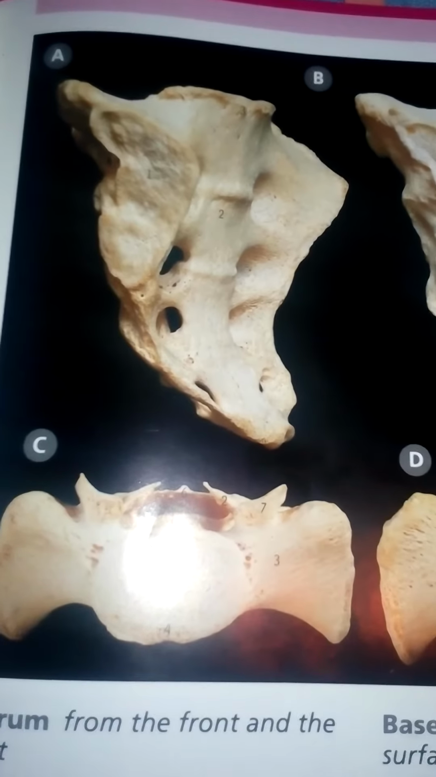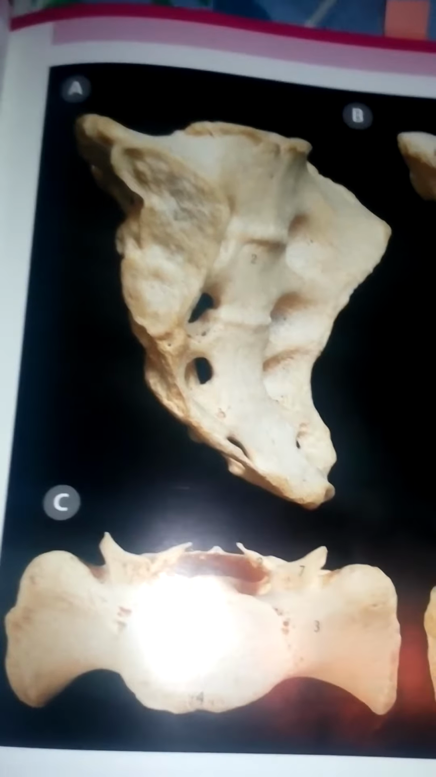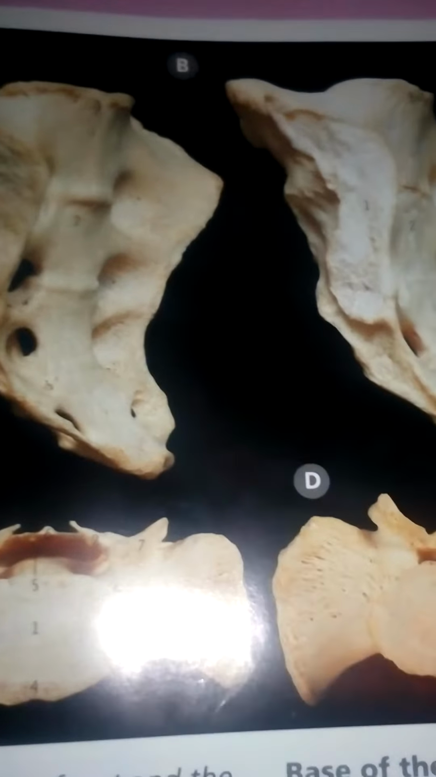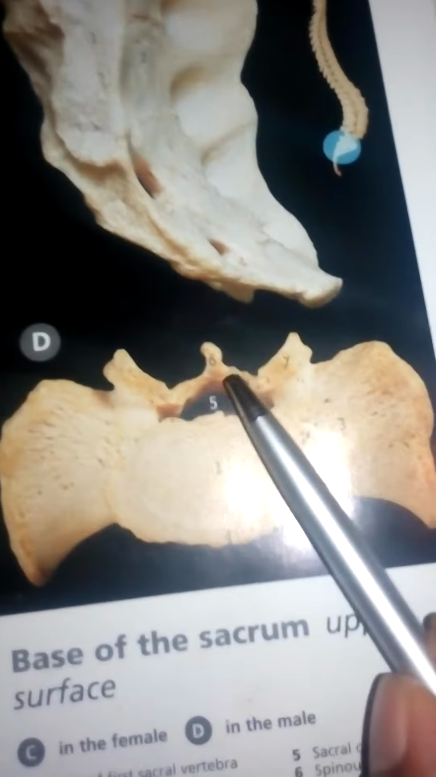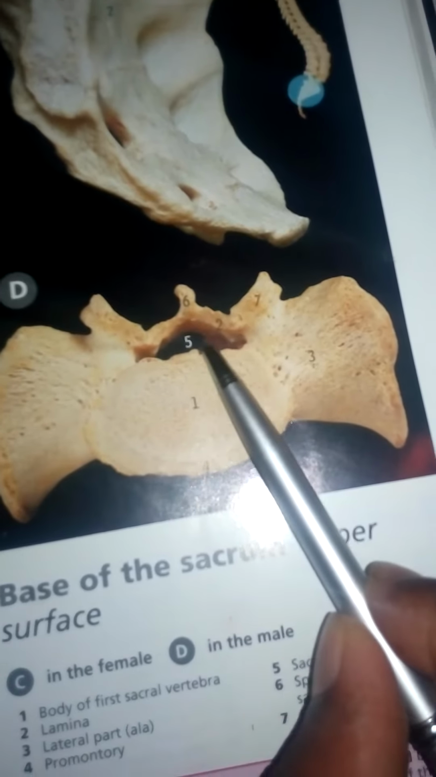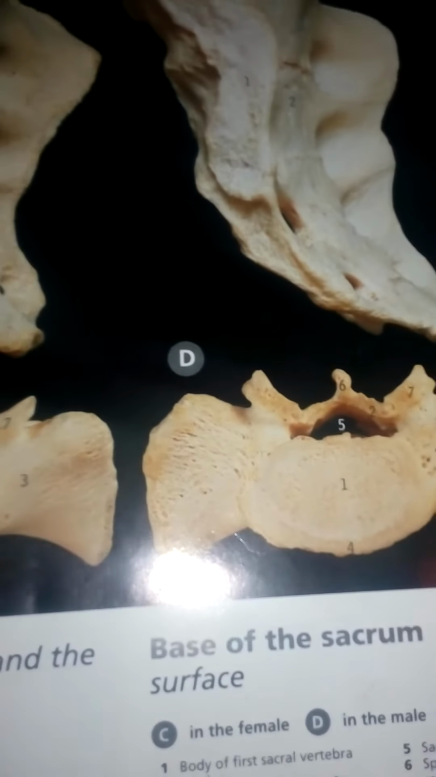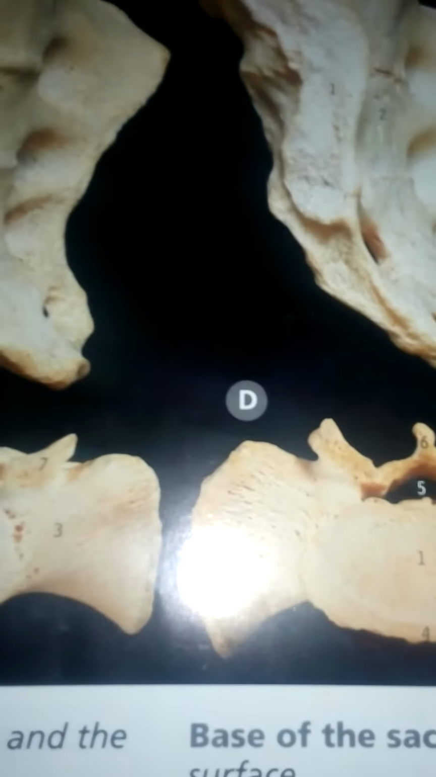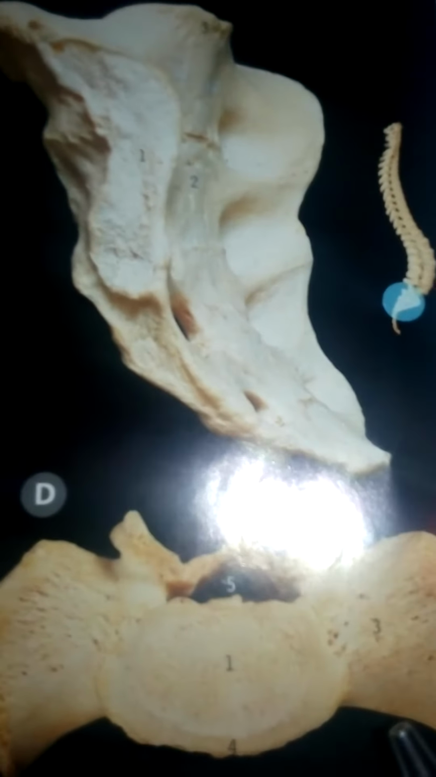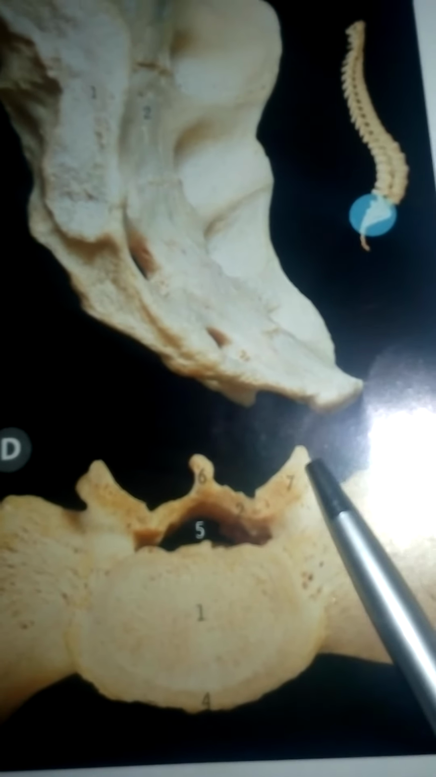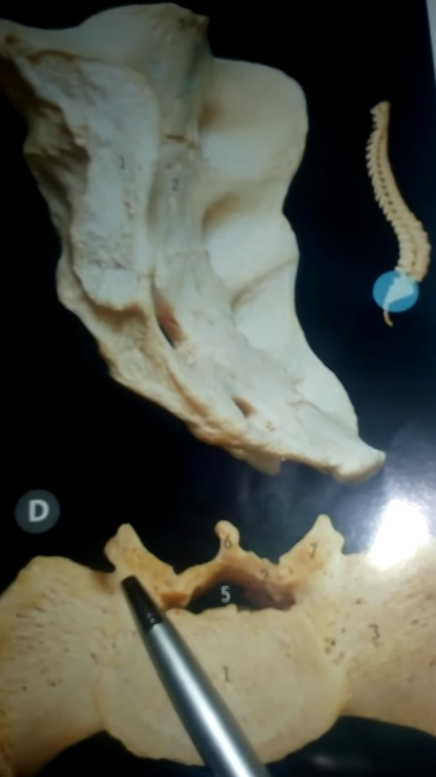Then we have the promontory. Once again you can see from here, this is the margin of the promontory. Then we have the sacral canal. This is the sacral canal where the terminal part of the spinal cord travels through. Then we have the spinous tubercle of the median sacral crest. Then the superior articular process. As in other vertebrae, it also contains the superior articular facet. This one is a superior articular process.